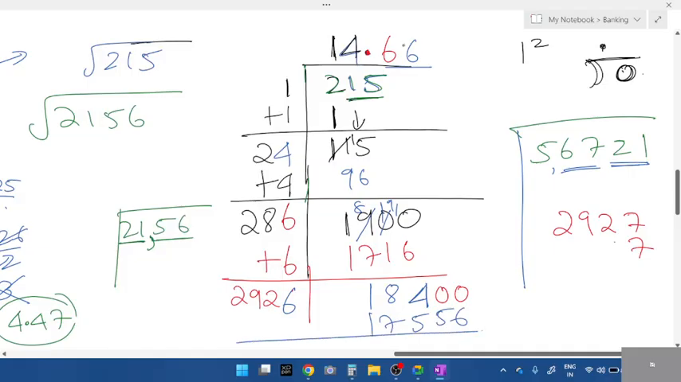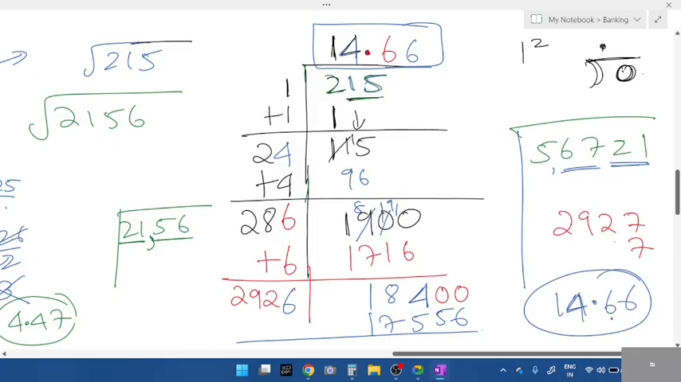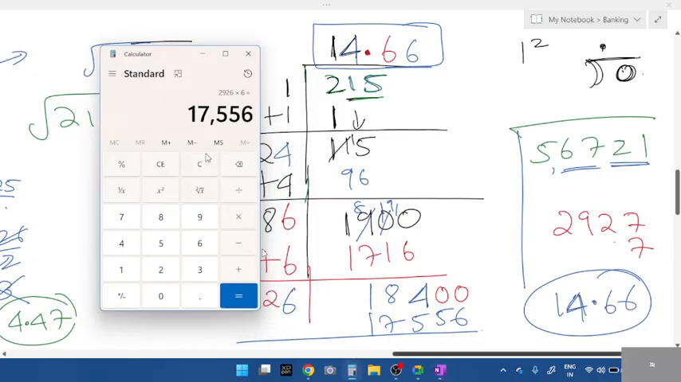What's the answer we got? What's the final answer, students? What's the square root of 215? 14 point. All of you respond. 14.66. Let us check. Only two decimals are enough. You'll have 14.66 and some values. Look here, square root of 215. Did we get the answer 14.66?